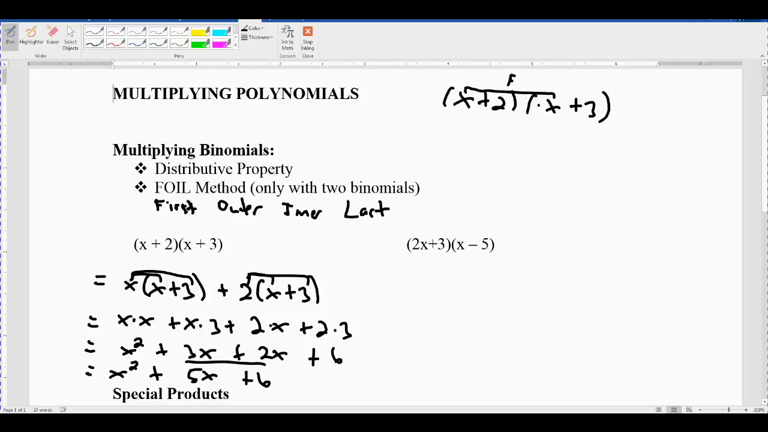So x times x are the first in the parentheses. Now if you look at the x and the 3, they're the outers because they're on the outside edge if you look at it as one big item. And then if you look at it as one big item, the 2 and the x are on the inside, so that's your insides. And then if you look at them as separate parentheses, you see the 2 and the 3 come last in each. That's how you get the FOIL method.